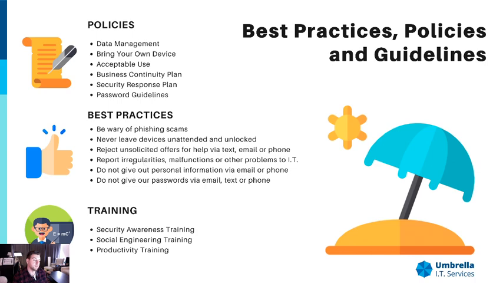The other issue is reporting irregularities, malfunctions, or other problems to IT. If you click on a link or something like that and it flickers and you see a little code box come up and then it disappears right away, don't ignore that. Always make sure you're talking to IT, you're talking to HR. Whatever your security response plan is, make sure you're following it. If you notice anything irregular happening on your computer or your smartphone or your tablet or your desktop, make sure you're following up with the appropriate people there.